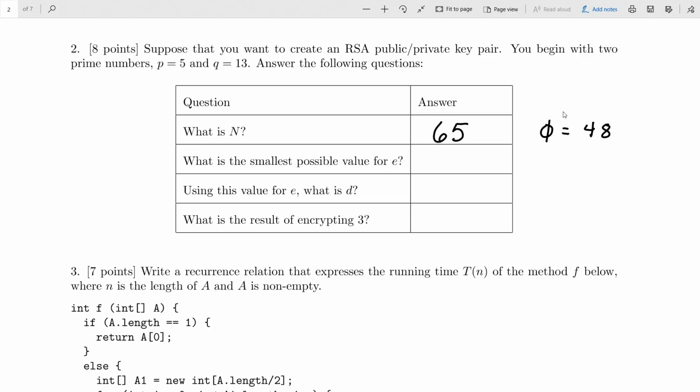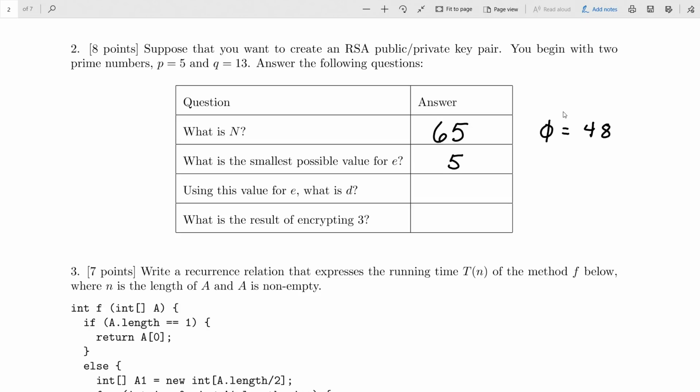Okay, so now what property does e have relative to phi? It has to be co-prime. Right, it has to be relatively prime to phi. And we want the smallest one. So 2 won't work, 3 won't work, because that's a multiple of 3 we're looking at. 4 won't work, 5 will. So the answer would be 5.